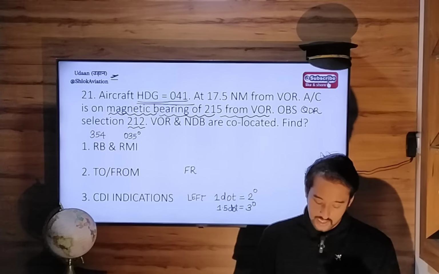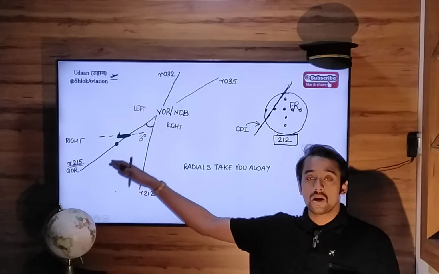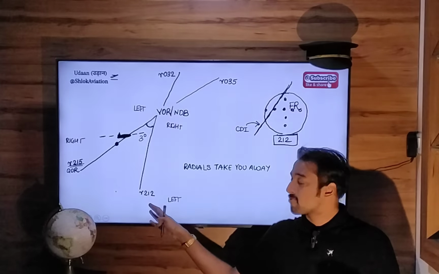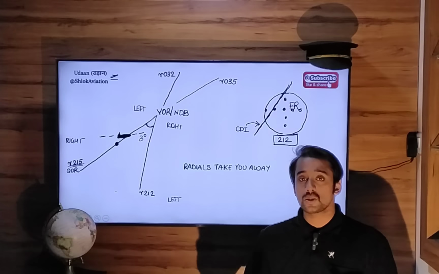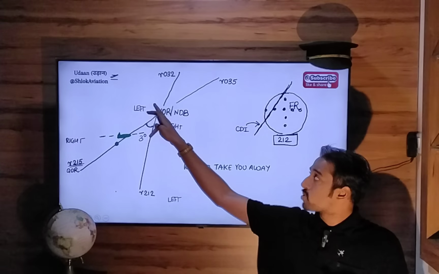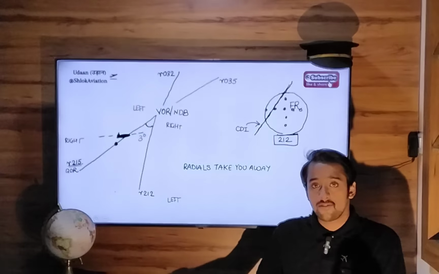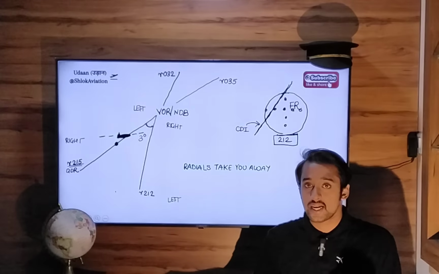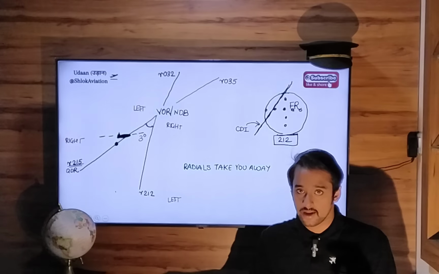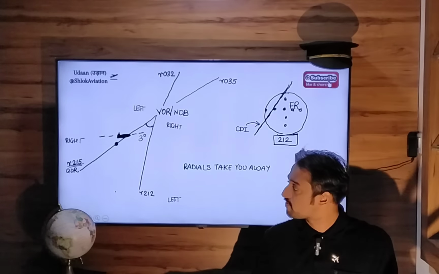So starting with the first step, draw VOR and NDB, both are co-located. Draw the QDR, draw its direct reciprocal QDM. Then we proceed to the next information, which is OBS selector 212. We have drawn its reciprocal radial 032. After that, we drew the aircraft with a heading of 041. Now this heading is irrelevant to your VOR sum, but it is relevant to finding relative bearing. So we will keep this information reserved until we reach that part of the sum.